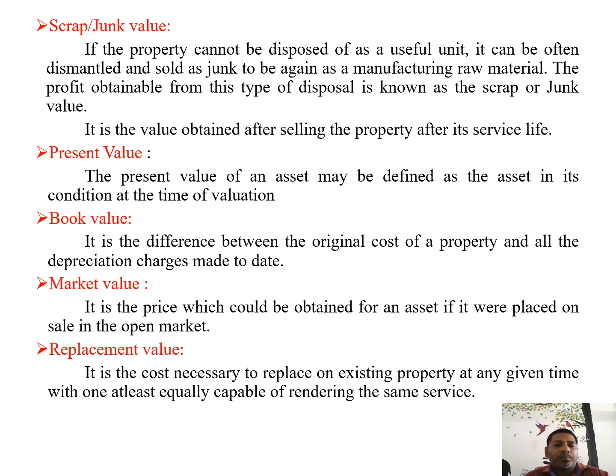And also we see the present value. The present value of an asset may be defined as the asset in its condition at the time of valuation. The book value is the difference between the original cost of the property and all the depreciation charges made to date. The market value is the price which could be obtained from an asset if it were placed on sale in the open market. And next is the replacement value. It is the cost necessary to replace the existing property with one at least equally capable of rendering the same service.